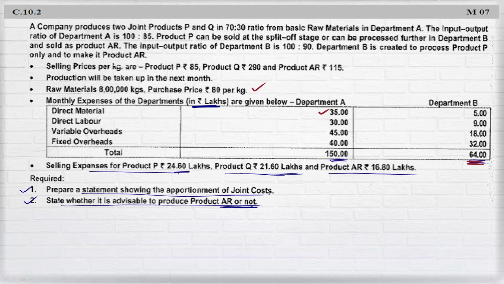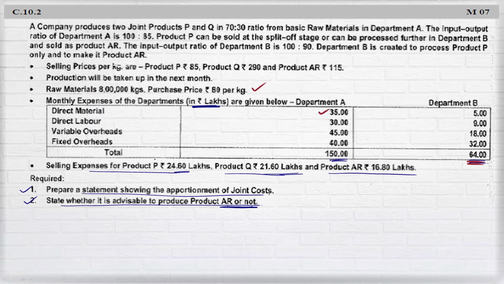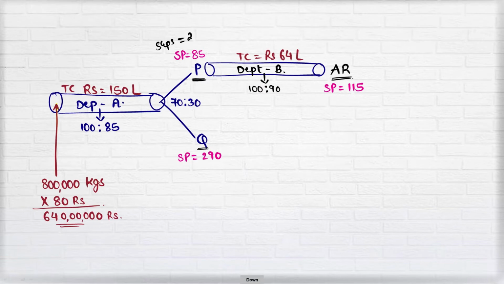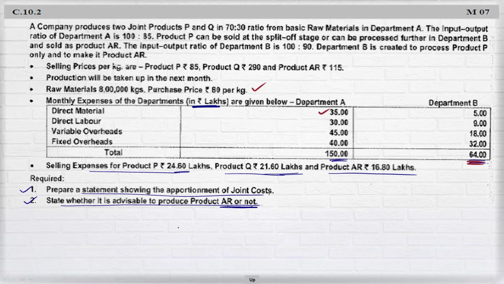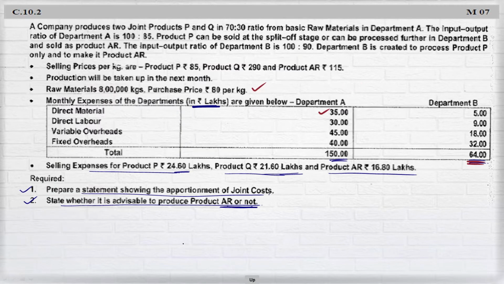The selling expense of product P is 24.60. Selling expense of P is a total rupees 24.60 lakhs. Selling expense of product Q is 21 lakh 60,000. And the selling expense of AR is 16 lakh 80,000.